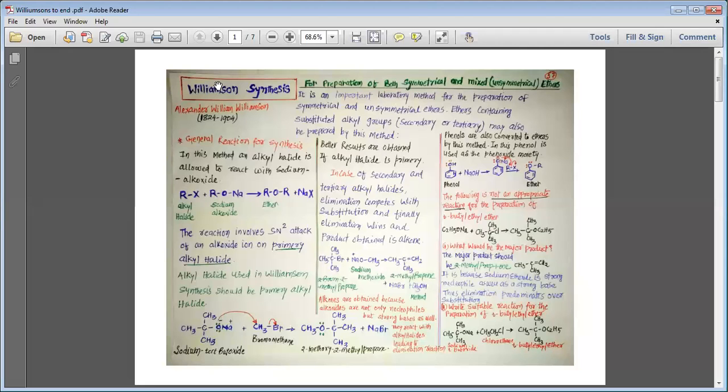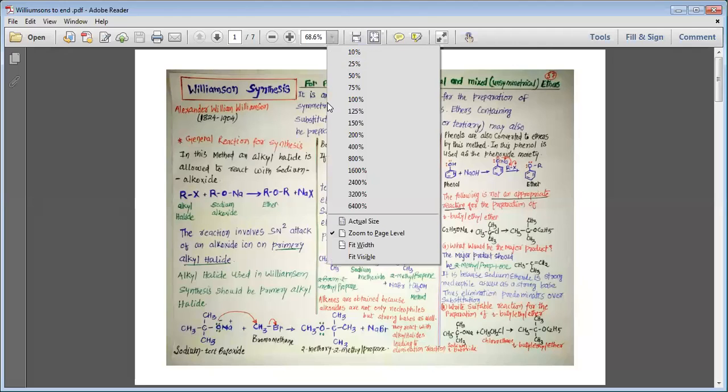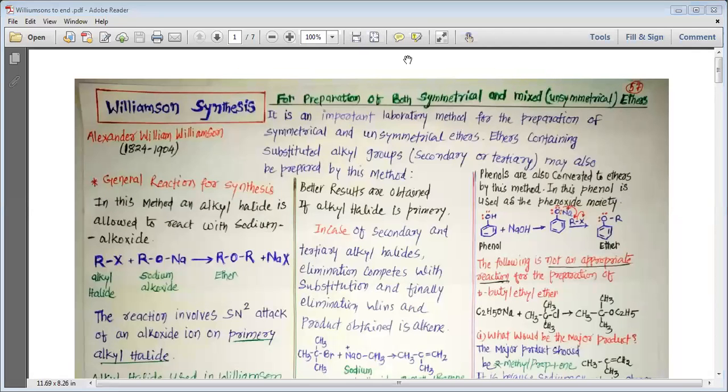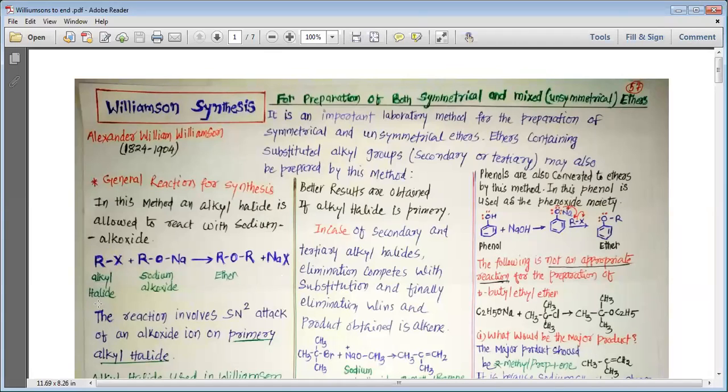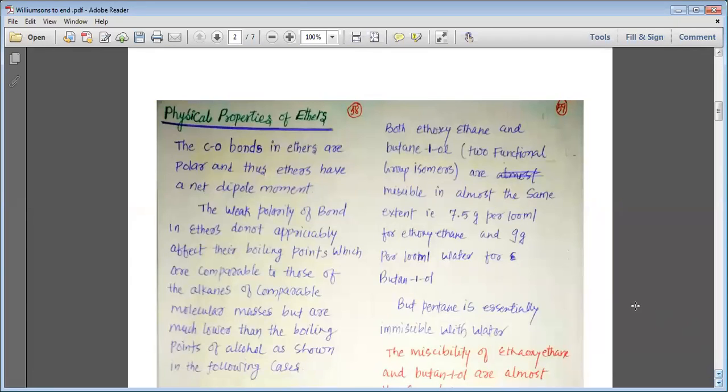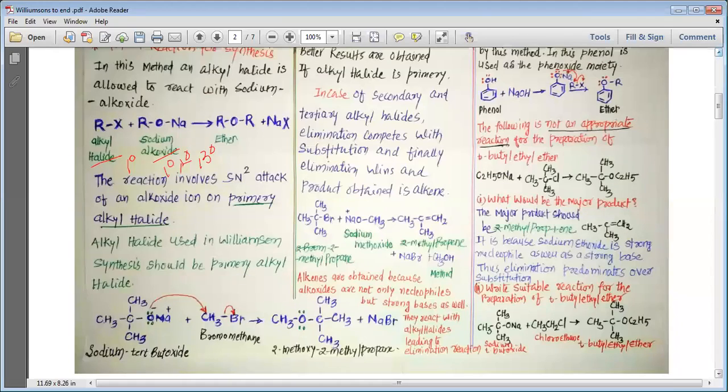Yesterday we have seen about the Williamson synthesis, my dear students. We have seen in the Williamson synthesis that mixed and symmetrical ethers can be prepared. So you can see here that if we take the alkyl halide, this alkyl halide should be primary, and this can be secondary, tertiary, or primary, whatever you wish. But the alkyl halide should be taken primary. So if we take the alkyl halide primary, then in this manner we get the product.